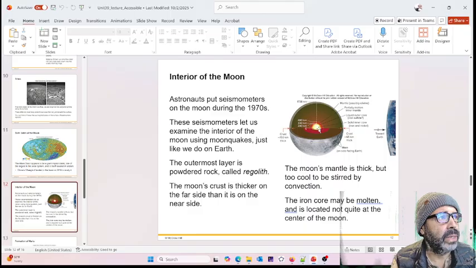The core seems to be a little bit off-center, and it's a very small core, and it must be hot. That's based on the current understanding of how the moon is structured.